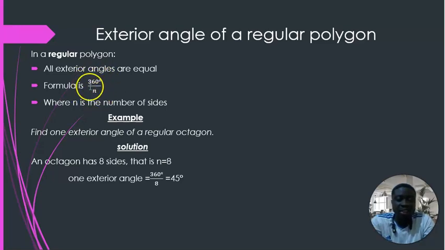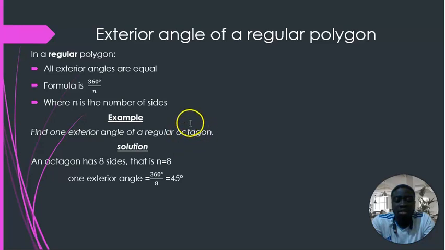It is given by 360 degrees divided by n. And we all know that n represents the number of sides of that particular polygon. So let's take an example. This is very simple. It can be asked: find one exterior angle of a regular octagon. Since it is regular, all the exterior angles are the same, so we are only finding one of the angles.